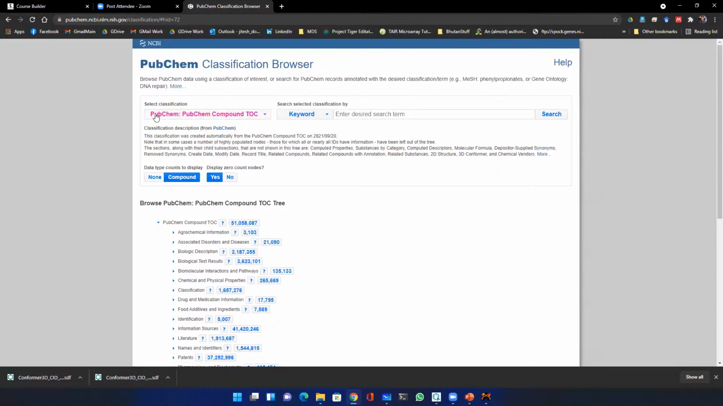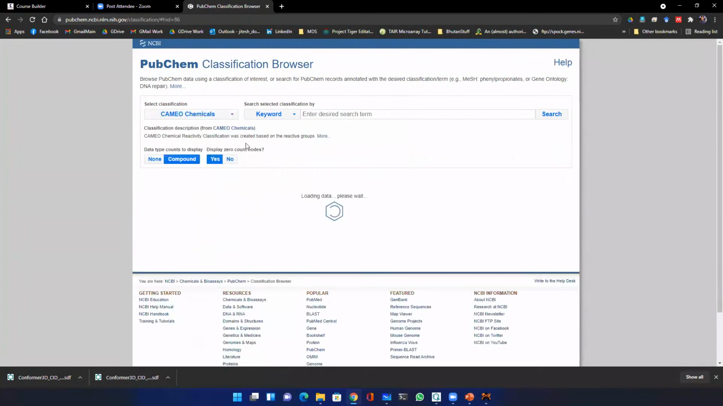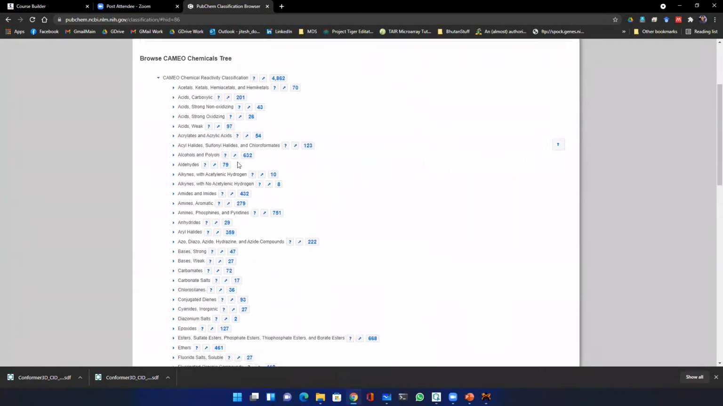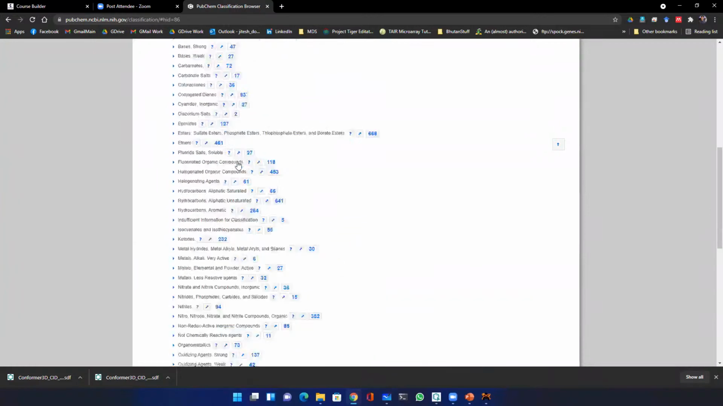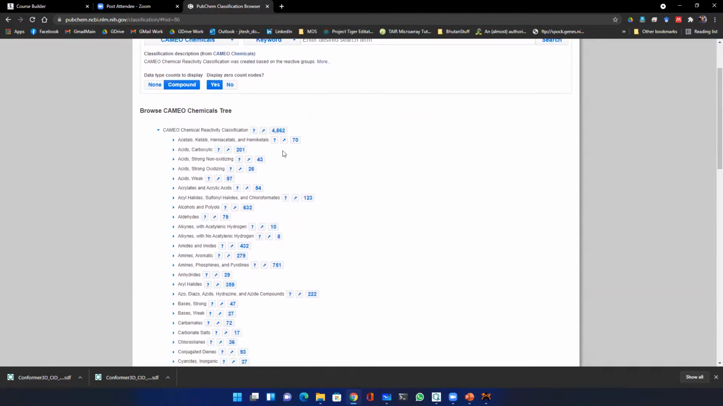So here, if you click on the select classification option, you can see that there is another classification called chemical reactivity classification. Here you can see all the chemical groups are available. So we have acids and carboxylic acids. We have different acetals and ketals, or hemiacetals and hemiketals. So if you want all of those to be downloaded, you can directly go to this class and download all at once.